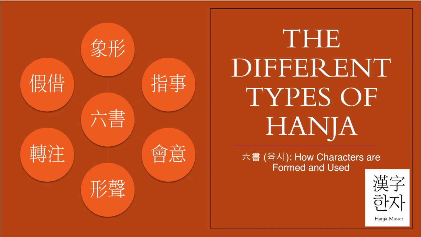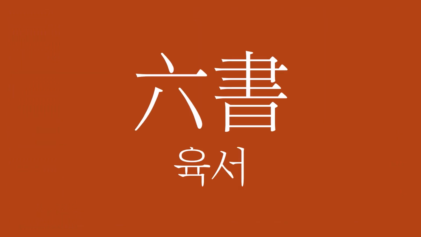Have you ever wondered how hanja were made? Now, I'm going to talk about the different types of hanja. Let us start. During the Han Dynasty in China, scholars classified Chinese characters into 6 categories. They are called yuksong.